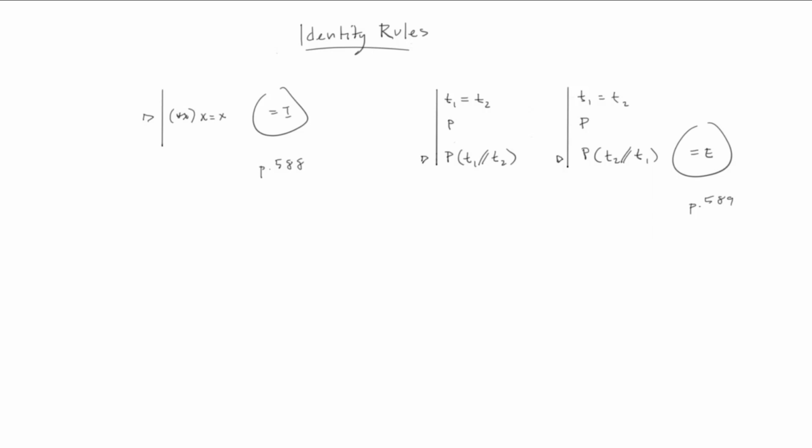So when you cite identity introduction, all you need to do is write down the name of the rule. You don't need to write down any line numbers. Let's see how identity introduction works in a simple proof. There we have a proof set up. This statement is simply to be read, there is a y such that b is identical with y.